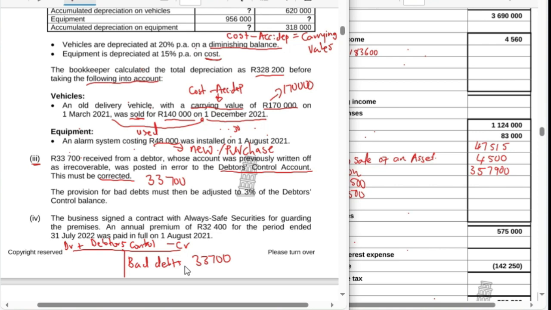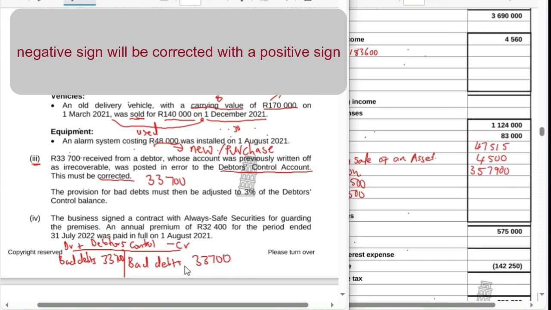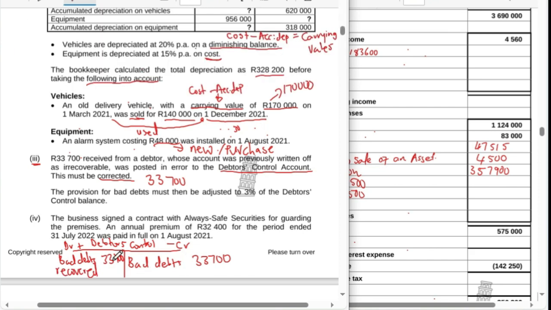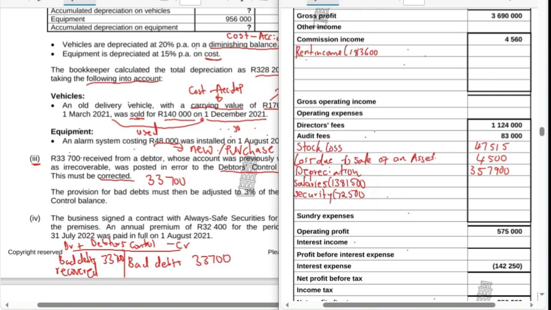So if we want to correct this error, then we are going to debit our 33,700, and then we are going to write it as what? As bad debts recovered, meaning now we have recovered this debt. So now at the end of the day, this debtor does not owe us any money. We have corrected the error, and we have corrected the error under which side? Under the debit side, which is what? The positive side, as what? Bad debts recovered, meaning it's an income in the business.